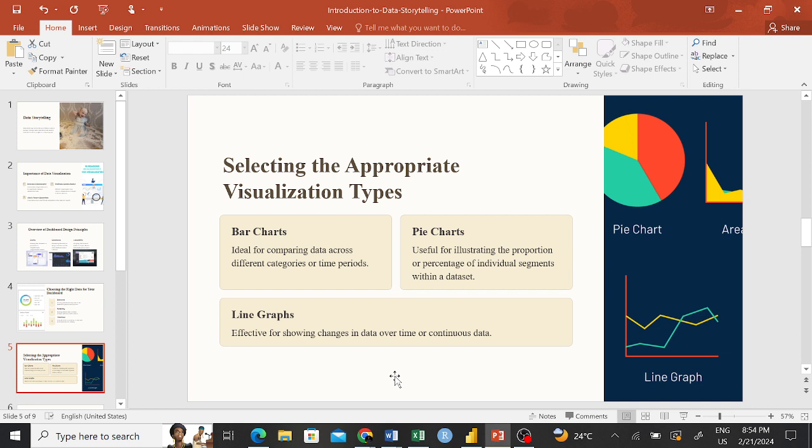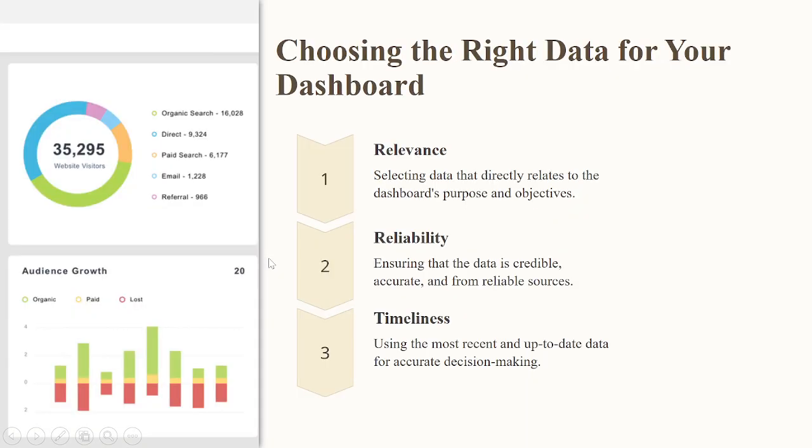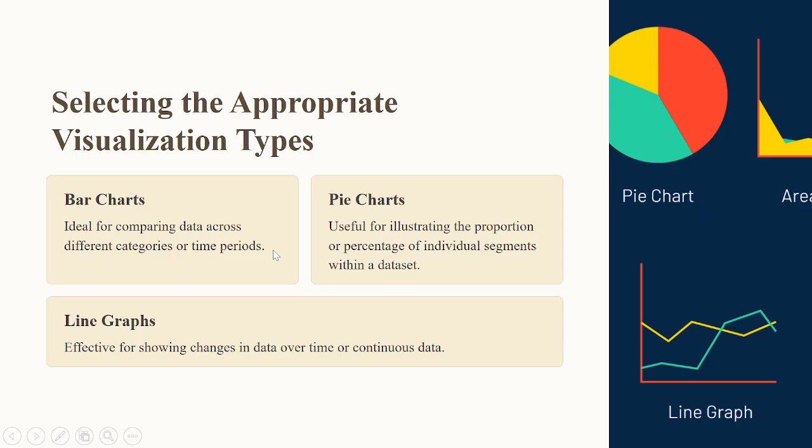Not every visual that you are picking is going to be appropriate for a certain data. Yeah, there is one that is most appropriate. So it depends on what you're doing, what you're analyzing. So bar charts, for example, are ideal for comparing data across different categories or time periods.